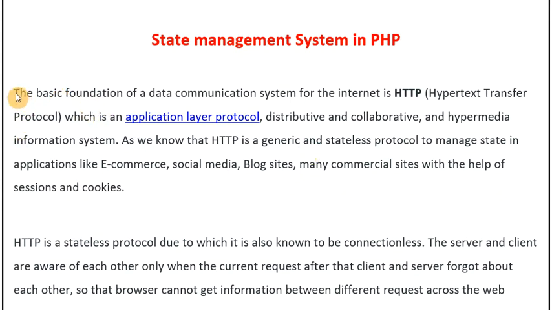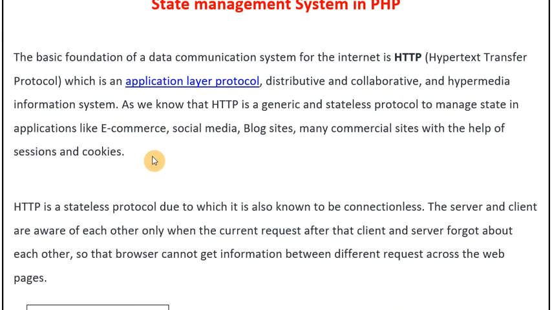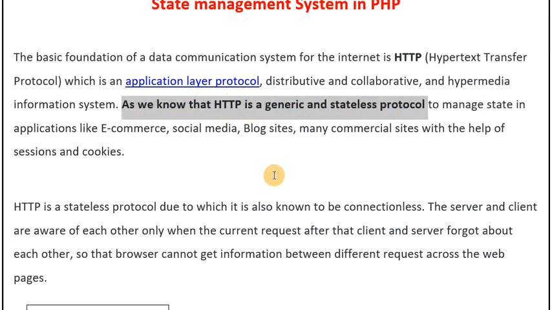So you can see, the basic foundation of a data communication system for the internet is HTTP, the hypertext transfer protocol that I have already described to you. This is the data communication way, which is an application layer protocol, a distributed and collaborative hypermedia information system. As we know, HTTP is a generic and stateless protocol. So guys, this line is very important. You have to make a note of this, whether you are a fresher or a professional. HTTP is a generic and stateless protocol.